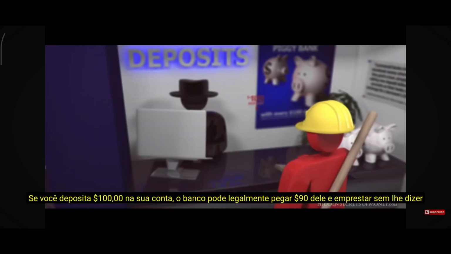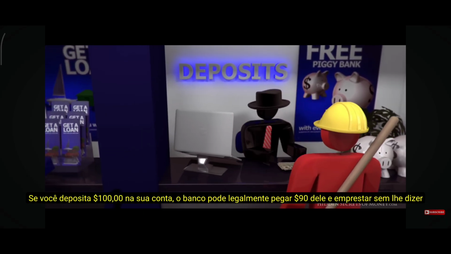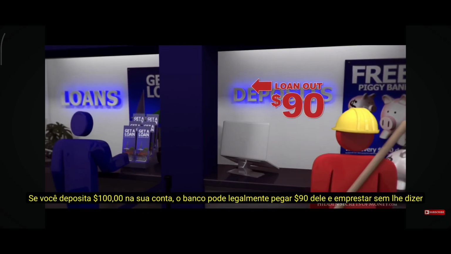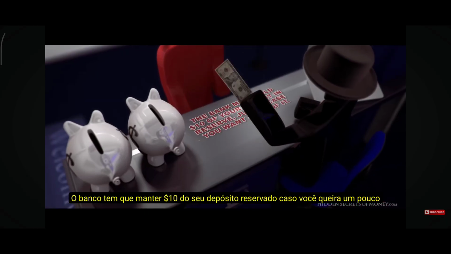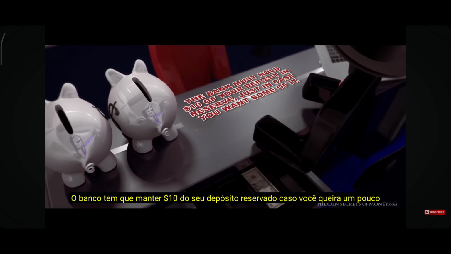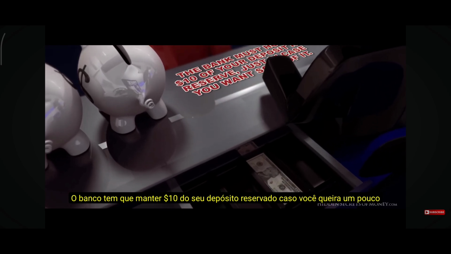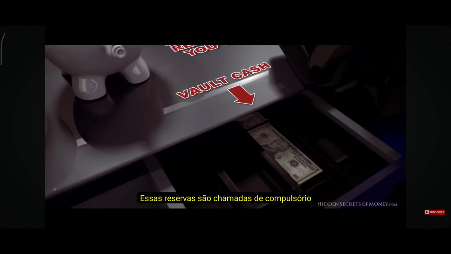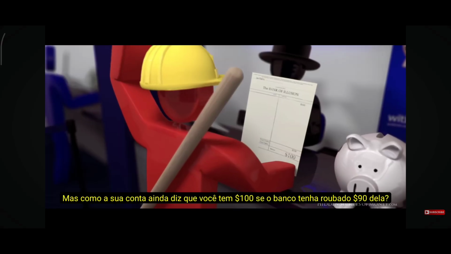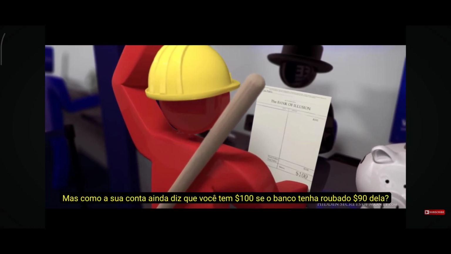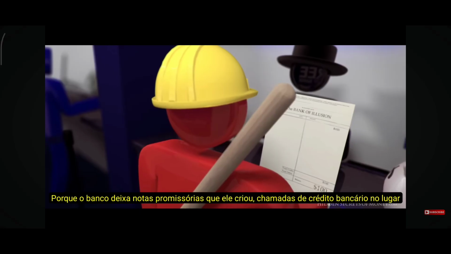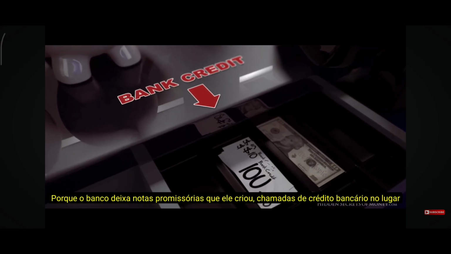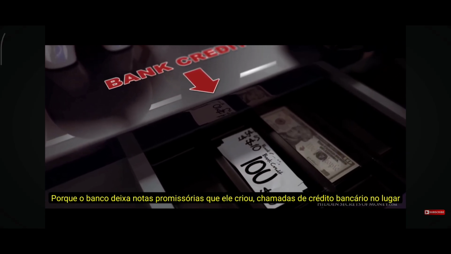If you deposit $100 in your account, the bank can legally take $90 of it and loan it out without telling you. The bank must hold $10 of your deposit in reserve just in case you want some of it. These reserves are called vault cash. But why does your bank account still say you have $100 if the bank has stolen $90 of it? Because the bank left IOUs it created, called bank credit, in its place.